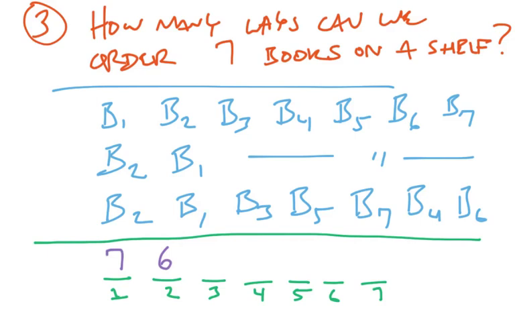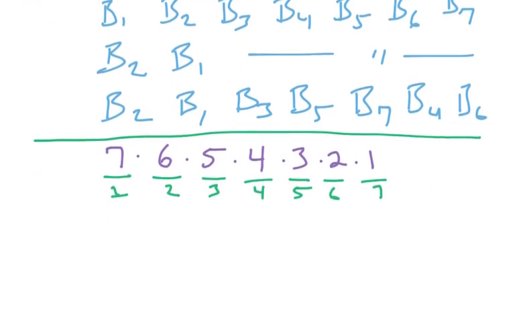Now we've chosen 2 of the books on the shelf. That leaves us with 5 that could go third, 4 that can go fourth, 3 that can go fifth, 2 that can go sixth, and 1 that can go last, 7th. And our generalized fundamental counting principle says that we should multiply all of these ways of making these decisions together to figure out the total number of ways that we could order the books on the shelf.